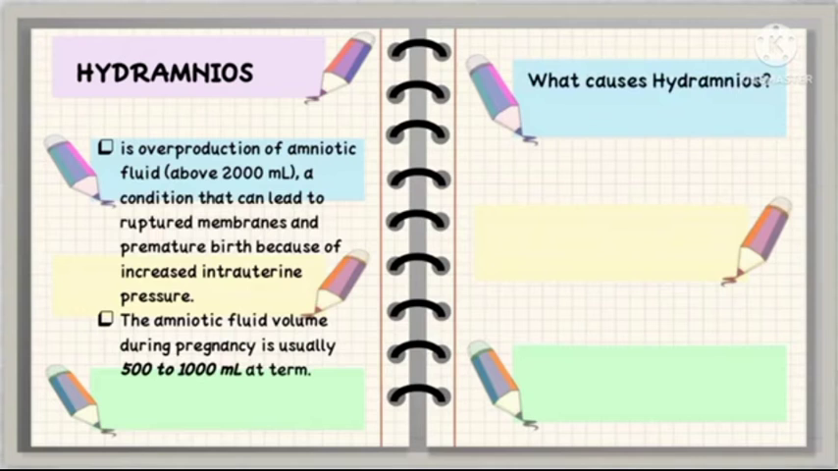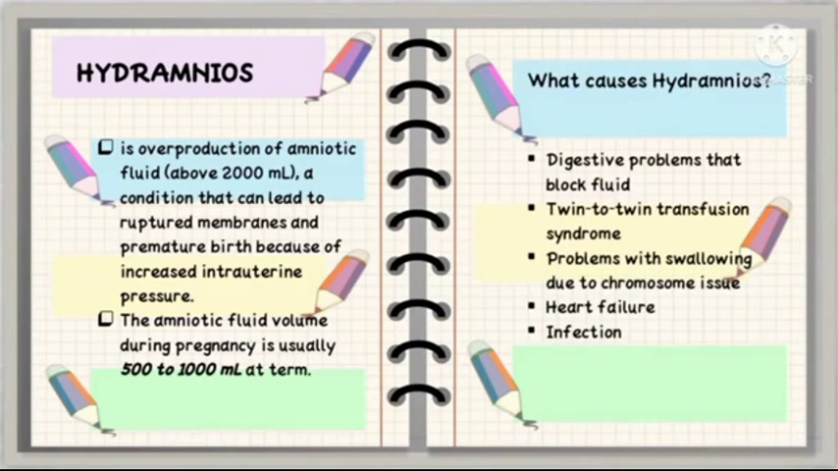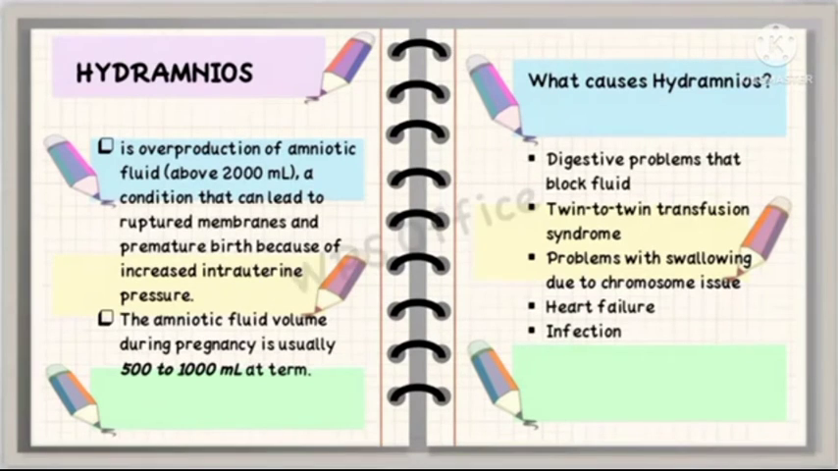Next is the causes of hydramnios. So, here are the causes of hydramnios. First is the digestive problems that block fluids. Next is the twin-to-twin transfusion syndrome, which is a condition where identical twins share a placenta. And next is the problems with swallowing that may be due to central chromosome issues, and then heart failure, and the last one is infection.